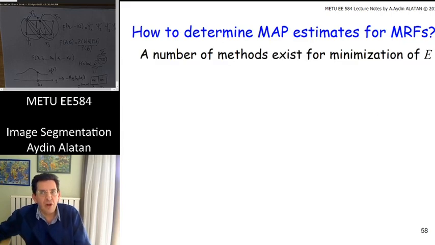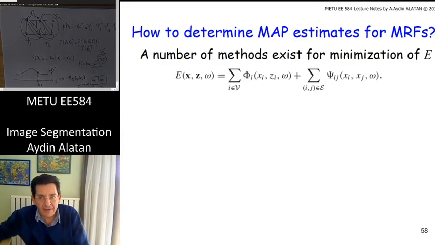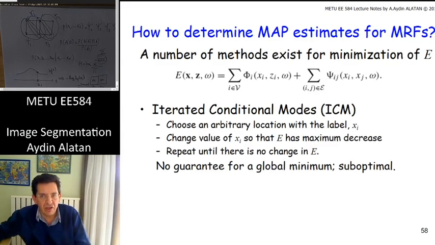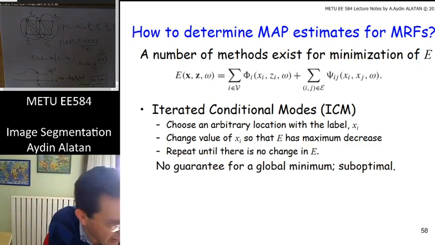Now, how to determine the MAP estimates for MRFs? This is the cost function. Until now, we have had many techniques in the last 30 years. One of the simplest or easiest ones is ICM, iterated conditional modes. Now, what we do is, let me try to explain here.